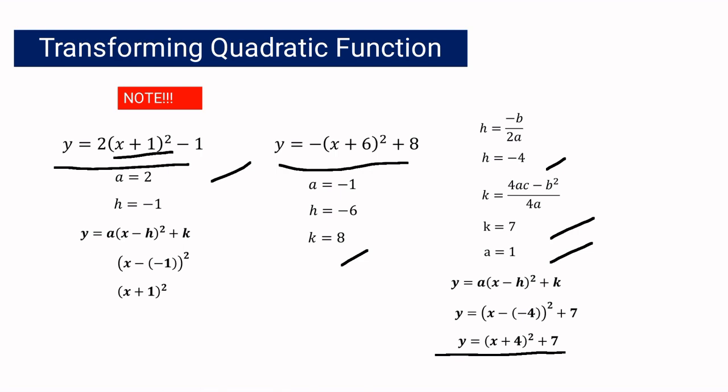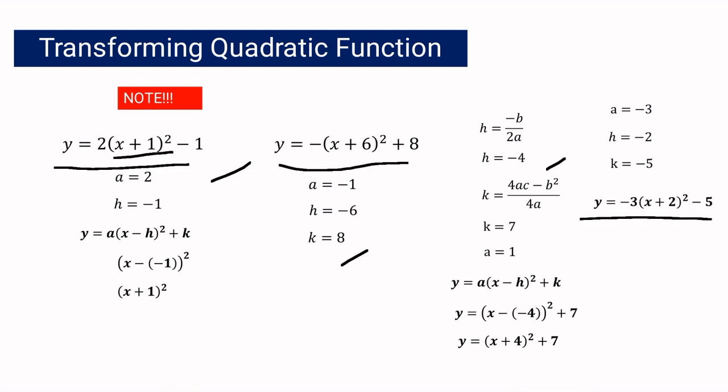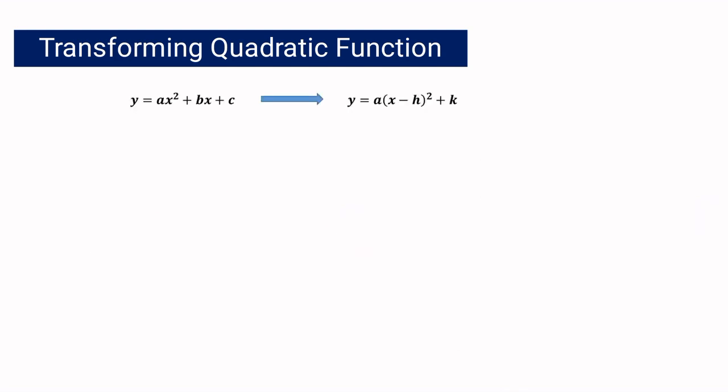What I'm trying to say here is, if the value of h is negative, in our form, it will become x plus and then squared. And suppose we have a is negative 3, and h is negative 2, and k is negative 5. How are you going to write our form? It will become, very good, y equals negative 3 times the quantity x plus 2 squared and then minus 5. Very good.